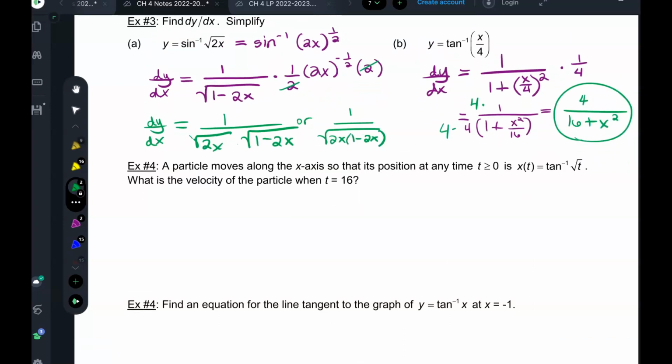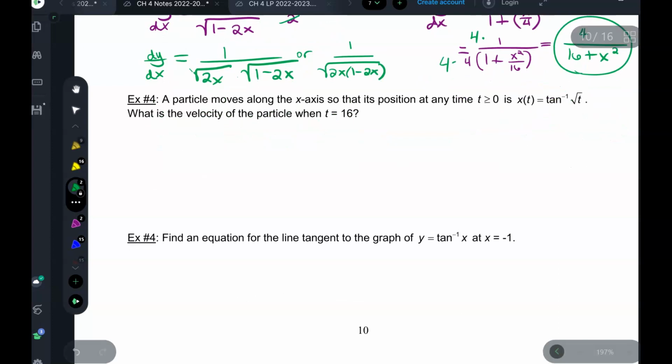Wait, I have a question. Where did you get the 4 times 1 plus x squared over 16? Oh, right here. Multiplying by a 4 is the same as multiplying 4 in the denominator. And why do we multiply by 4? Well, if I distributed, this would be 4 plus x squared over 4, and I want to get rid of the 4, so that's why I multiply by 4 over 4.